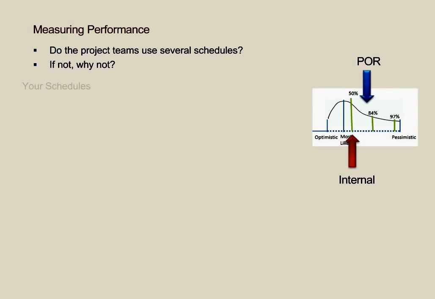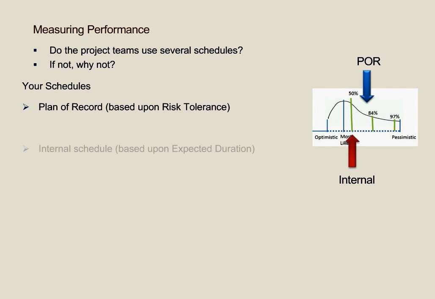If a project team has only one schedule, then the project is not being managed well. The project manager should always be working on multiple schedules based upon current performance and trends. The project team should maintain several schedules, the first of which is the project plan of record. This schedule, the plan of record, is the official schedule shared with all the stakeholders.